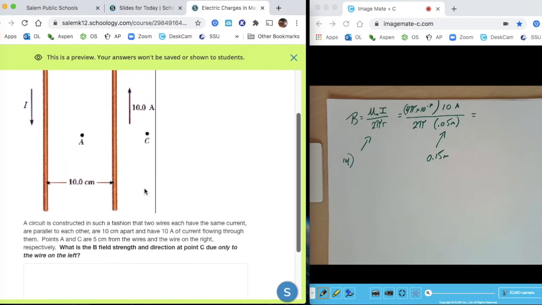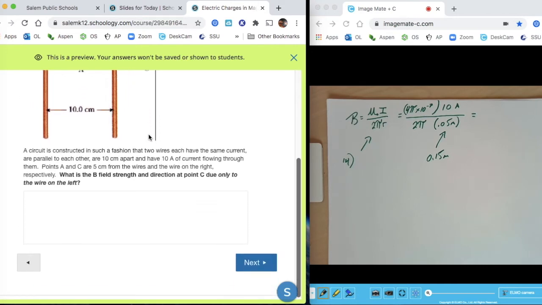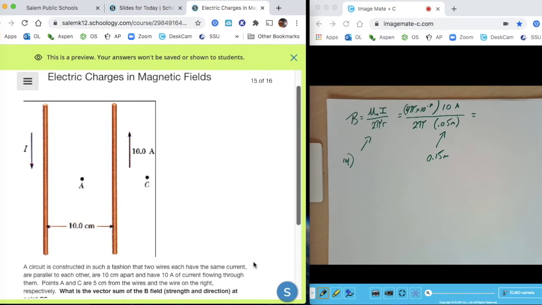And what about the direction? Use your right hand. Current's going this way, and the field is weaker for sure, but is it up or down or into the paper, out of the paper? What is it? So use your right hand to figure that out. And let's go to the next one.